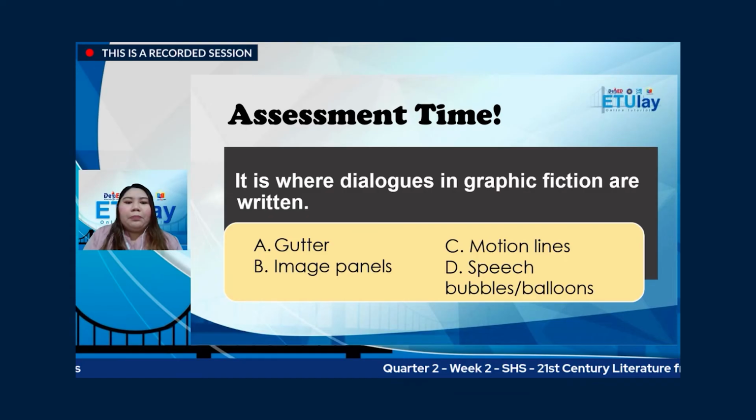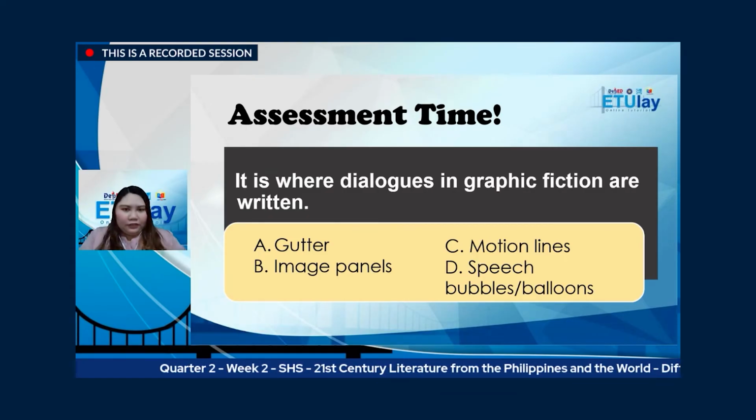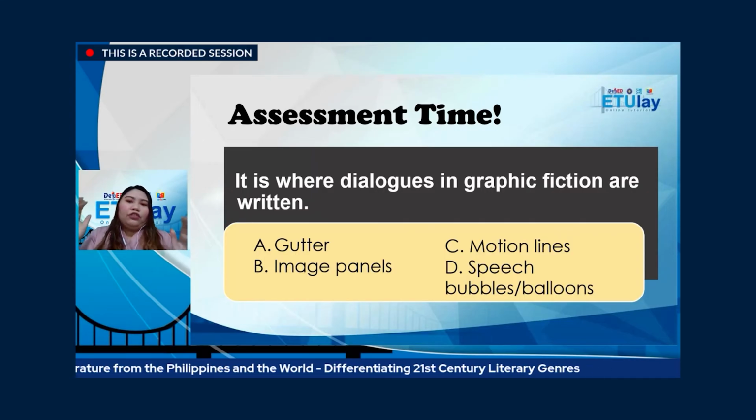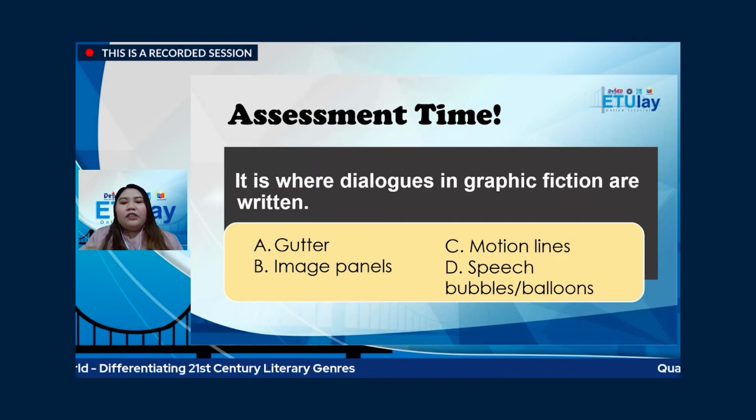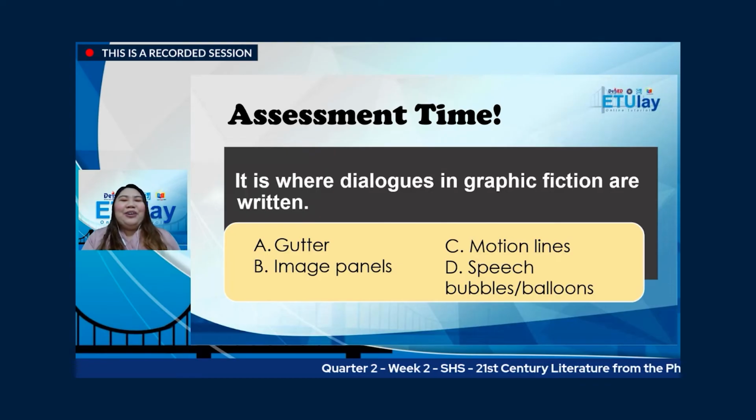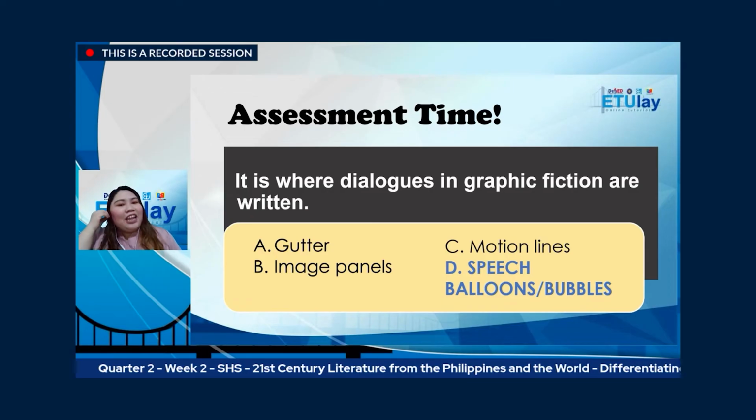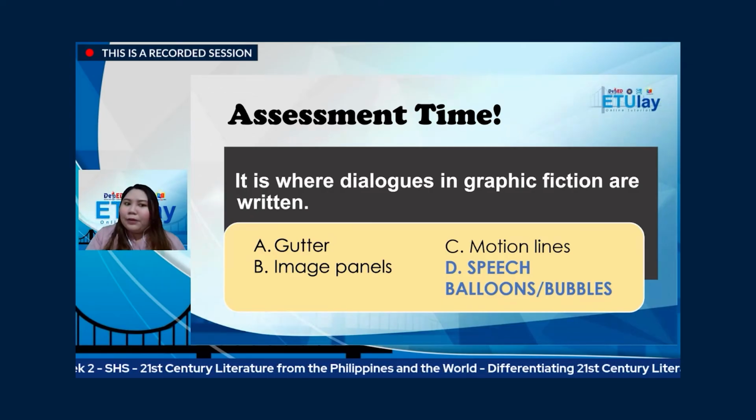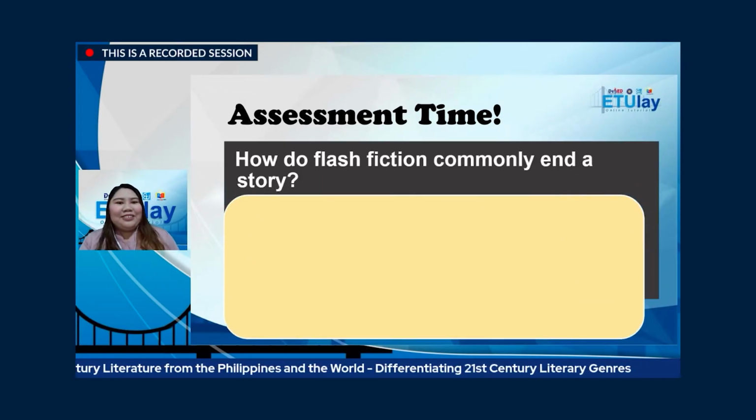Speech bubbles or balloons. Gutter in between panels. Panels, the square, the rectangle, motion lines. So it's giving us the signal on how or which direction a certain object or person is moving. Speech bubbles or balloon speech, dialogues, words. Oh, there you have it. You have your clue in three, two, one. The answer would be speech balloons, or bubbles.